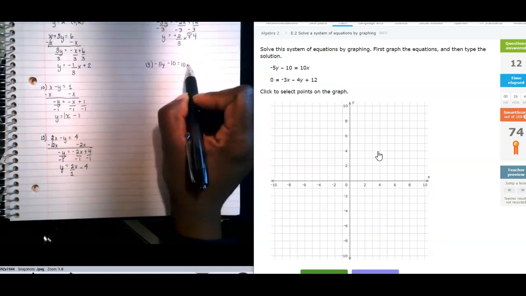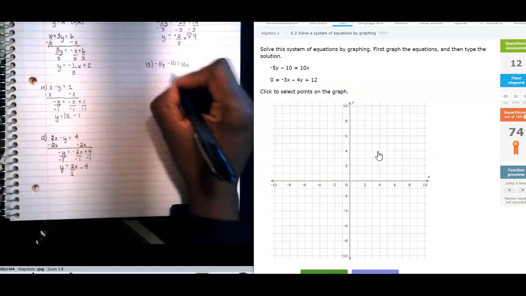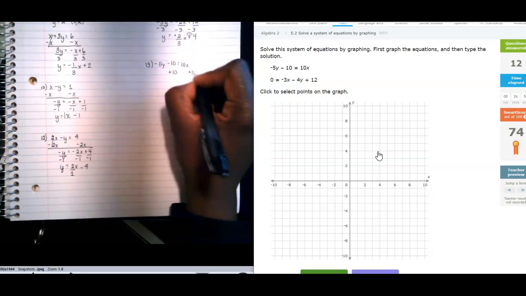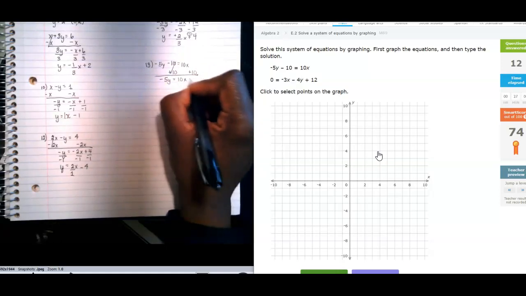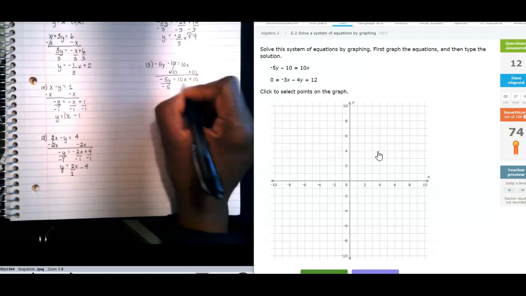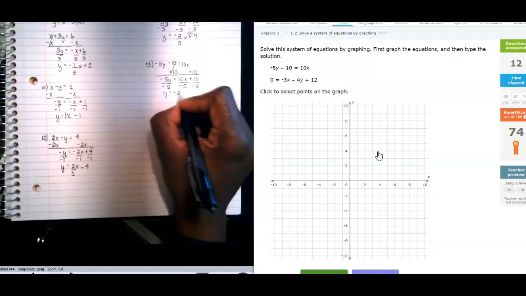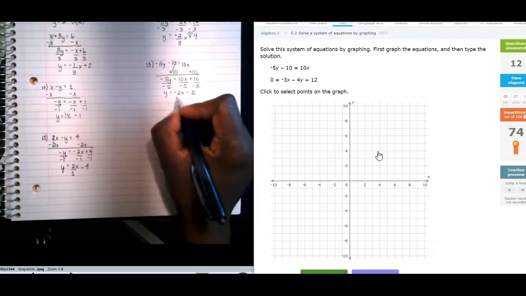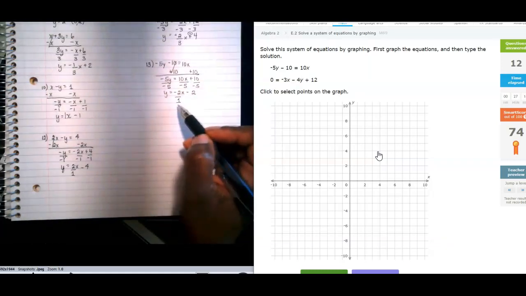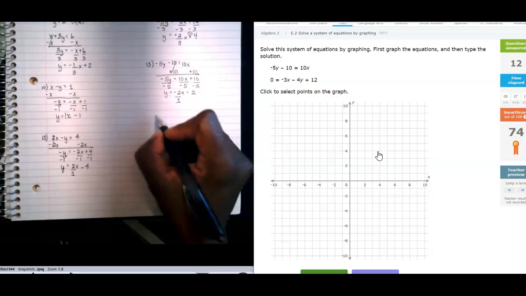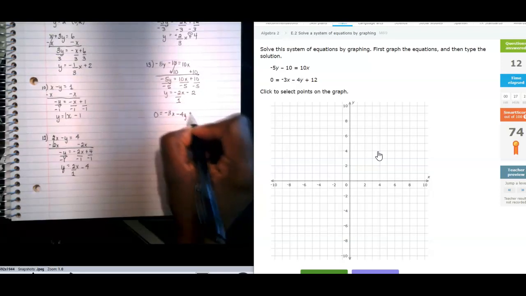So what I really need to do is move or eliminate the 10 from this side and put it on this side. So I'm going to add 10 to both sides of the equation, and I've got negative 5y is equal to 10x plus 10. Then divide all terms by negative 5, and I've got y is equal to negative 2x minus 2. And we know we're going to make that into slope by putting our negative 2 over 1. Then this other equation that they've given us is 0 is equal to negative 3x minus 4y plus 12.